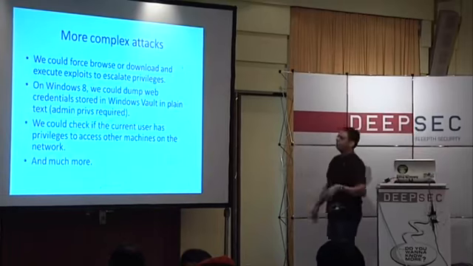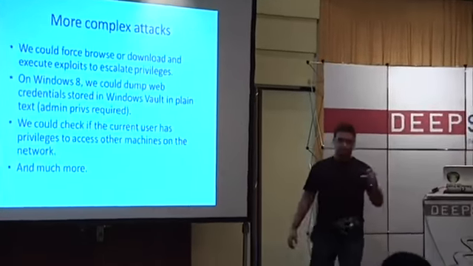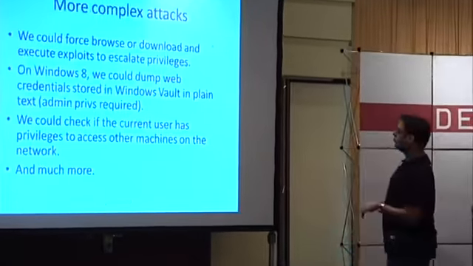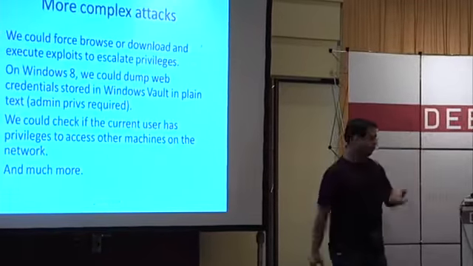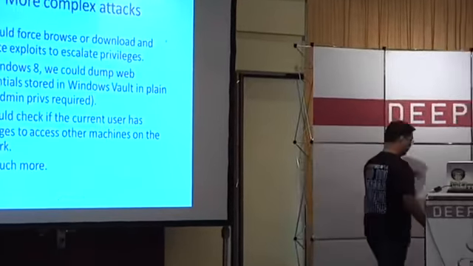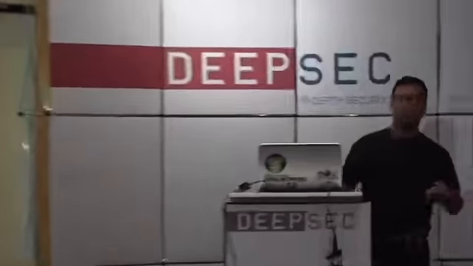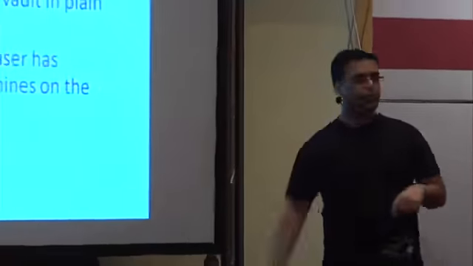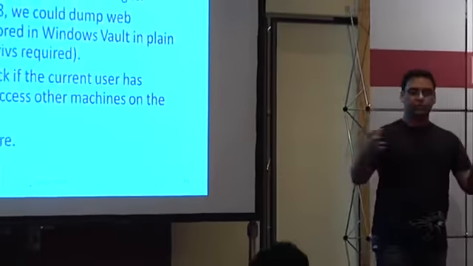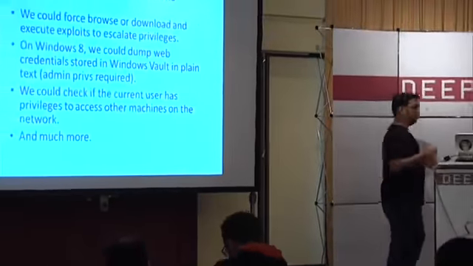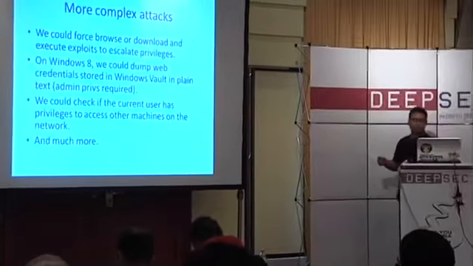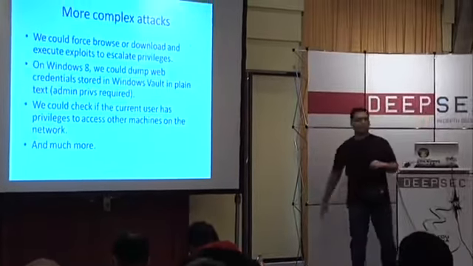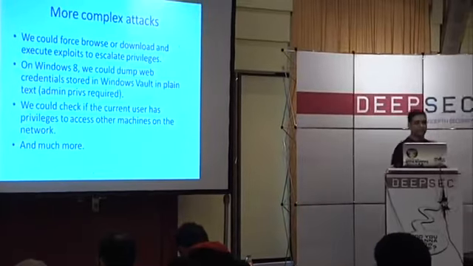Also, we could force browse to some URL if we want. On Windows 8, without any special privileges, we could dump credentials in plain from the Windows vault. Again, I think that needs admin privileges. We could check if the current user has privileges to other machines on the network, and much more. So bar this Windows 8 thing, we do not need any special privileges on the user for these things.